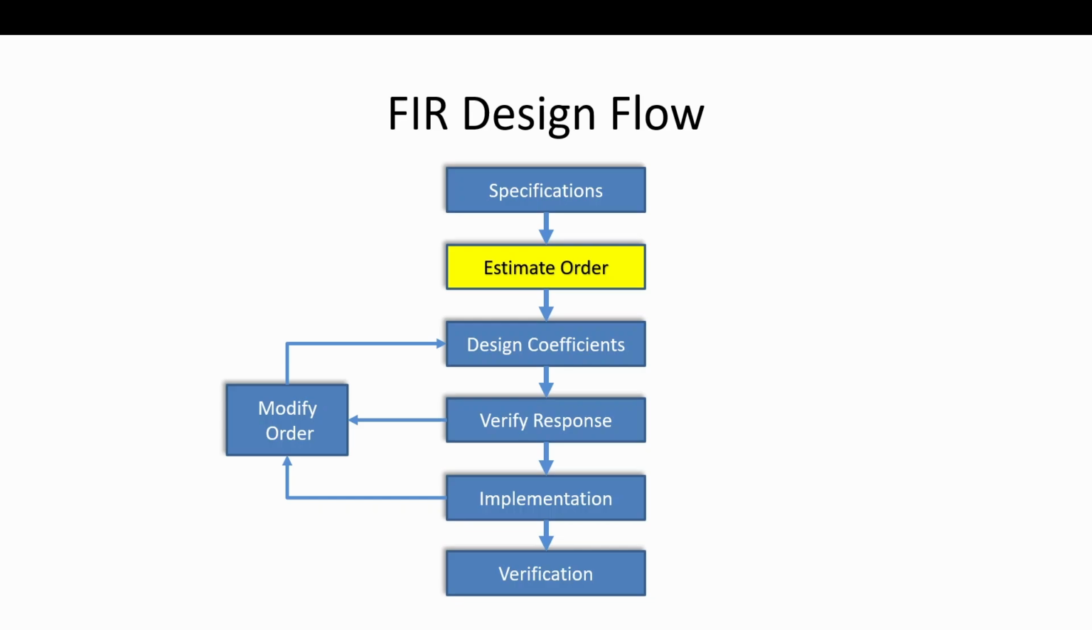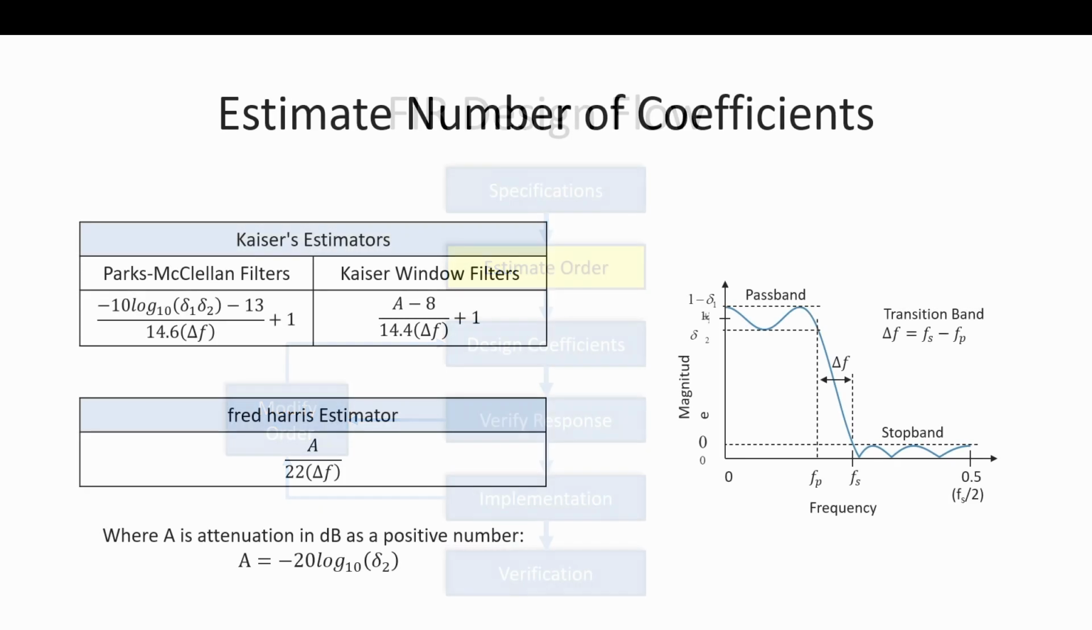So we start with those specifications, and then our first step would be to estimate the order. I'm going to show you some good back-of-the-napkin estimators for starting with, how many taps do you need? You want to get this filter response. You want to meet this specification. How many taps do you need?